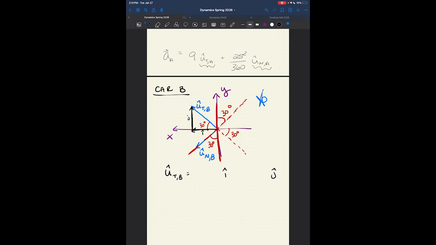Okay. So how do I write this expression? I can say that u hat tb is equal to 1 cosine 30 i hat plus 1 sine 30 j hat. Now, how did I know that?